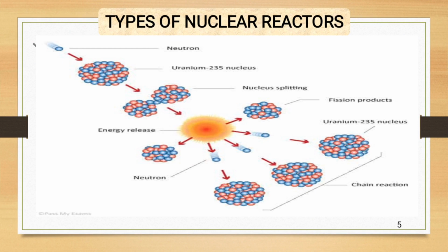This is the simplest chain reaction that is taking place in the nuclear reactors, in which a neutron strikes the uranium-235 heavy nucleus, which splits up into two or more fission products with a huge amount of energy release, and with the release of three neutrons. These neutrons now strike upcoming uranium-235 nuclei as shown in the diagram, and the chain reaction continues.